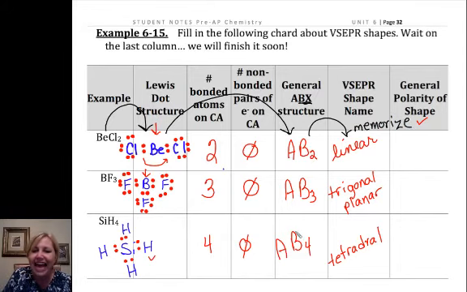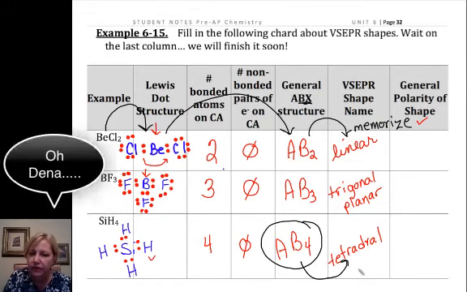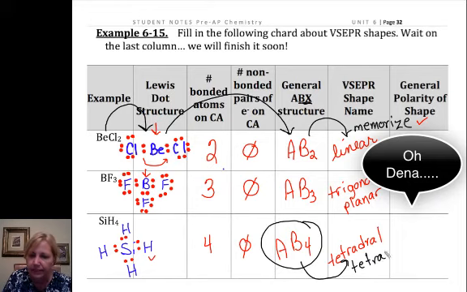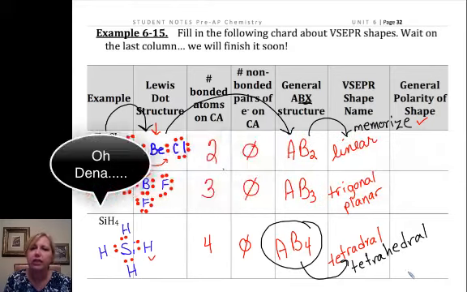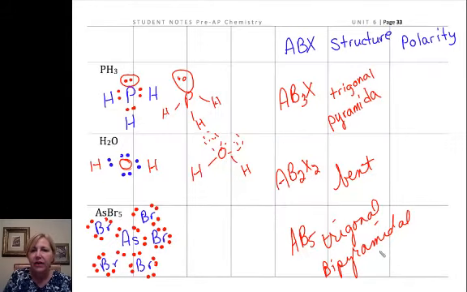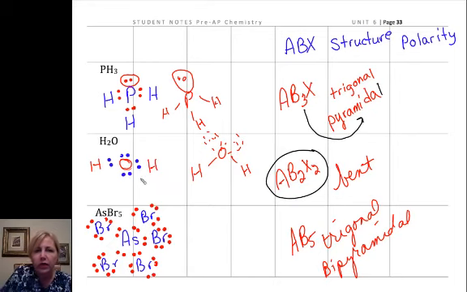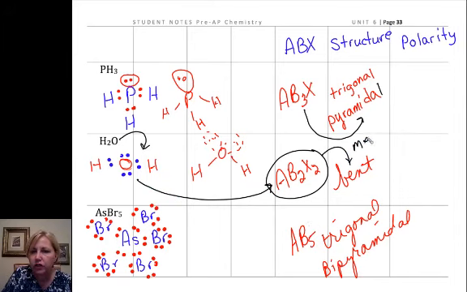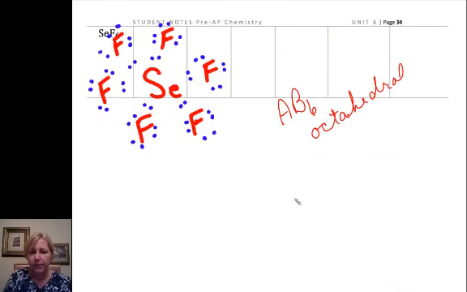So what we're going to find is anything that is AB4 is tetrahedral, even though I can't spell tetrahedral apparently. Anything that is AB4 is tetrahedral. All right? Now, anything that is AB3X is trigonal pyramidal. All structures. So you go from formula to Lewis dot. From the Lewis dot, you figure out the AB, and then you memorize the structure. And you have to memorize all the ones that we've covered up through this one.